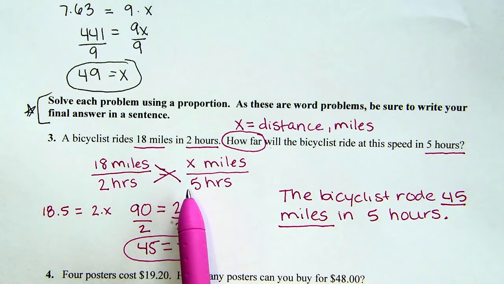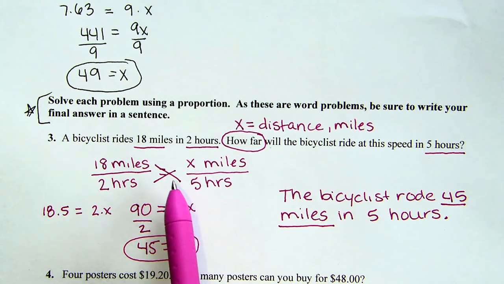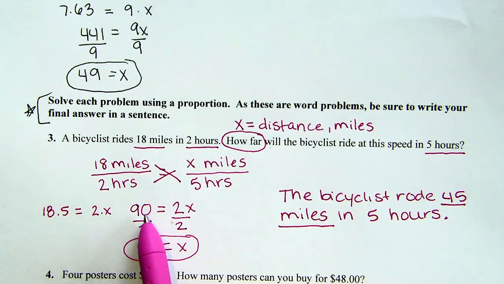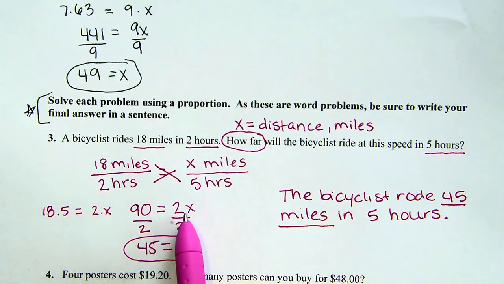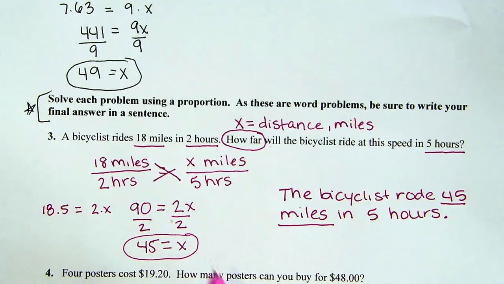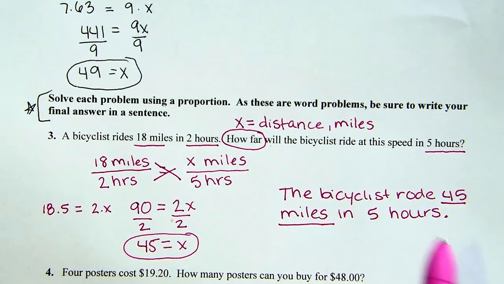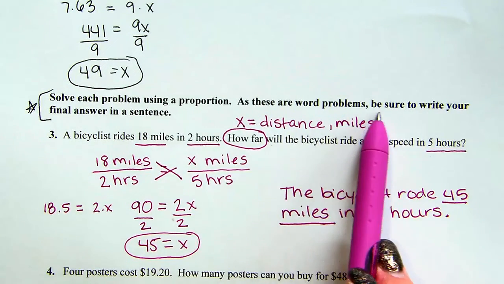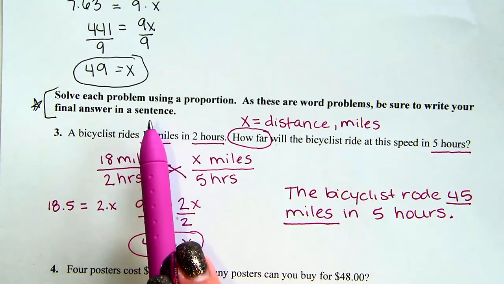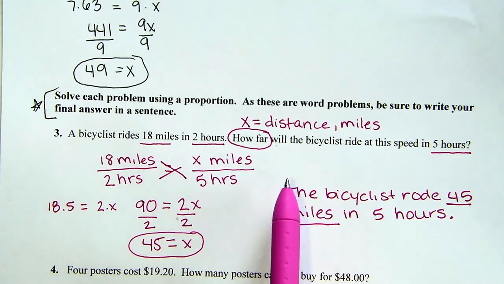18 times 5 is 90. 2 times x is 2x. So we divided by 2, giving us 45 is equals to x. Now lastly, these are word problems, so you need to write your final answer in a sentence. So, our answer in a sentence, the bicyclist rode 45 miles in 5 hours.